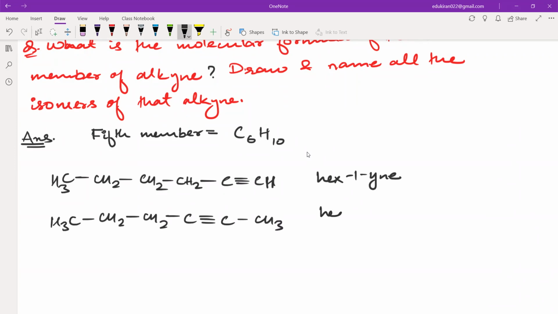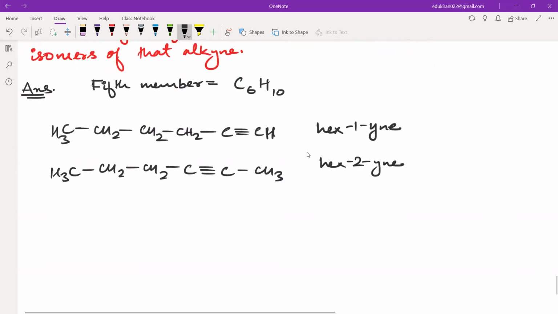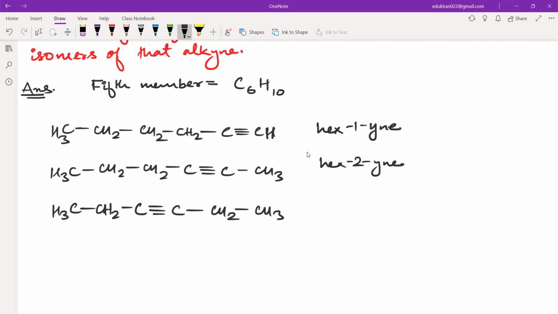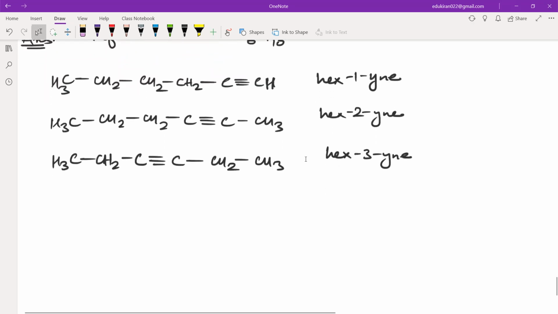So this will be hex-2-yne. Okay, now I can shift once more: CH3 single bond, CH2 single bond, carbon with a triple bond, carbon, and then you have CH2, and then you have CH3. This will be hex-3-yne. Now, all of these are position isomers because we are not changing anything. We are just changing the position of the triple bond.